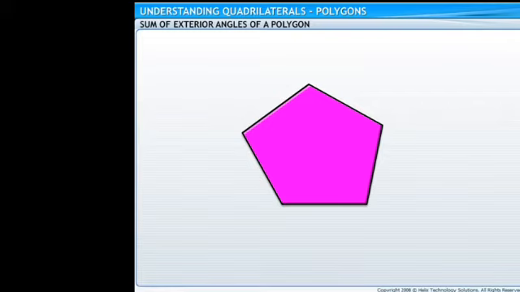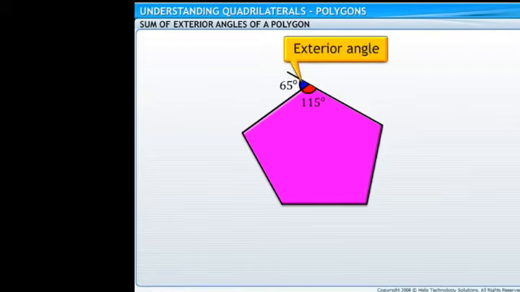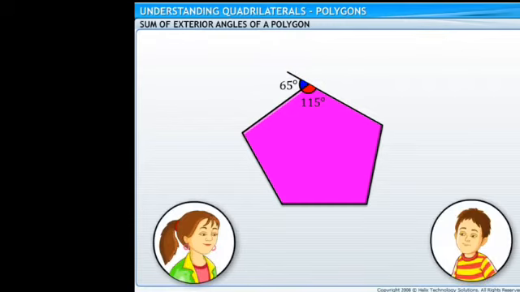At one vertex, we extend a side. This side makes an angle with its consecutive side. This angle is called the exterior angle. Here you can observe one property, Alice and John. Can you tell us what?